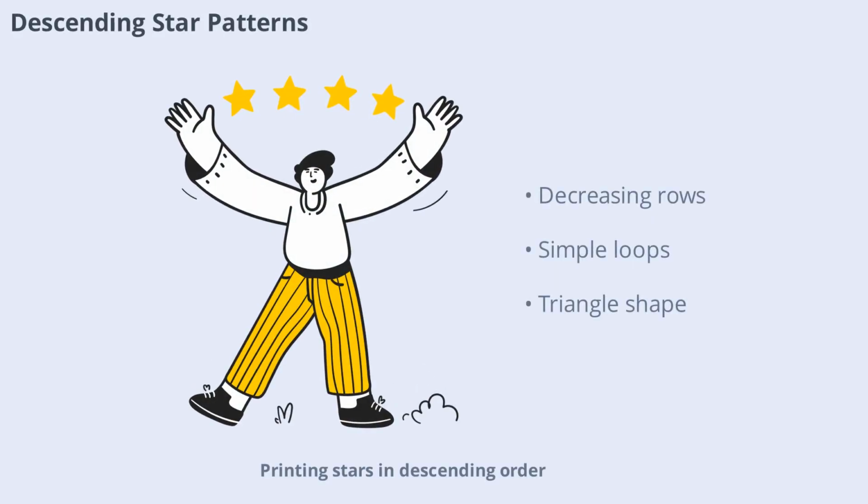Printing stars in descending order, such as a right-angled triangle with decreasing rows, is a simple yet effective way to practice loop decrementing and output formatting. These patterns are often used in coding interviews to test basic loop understanding.